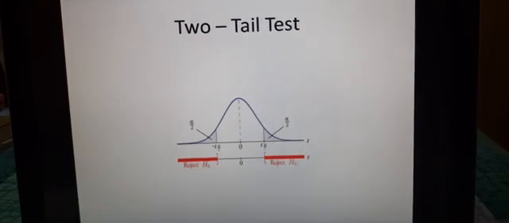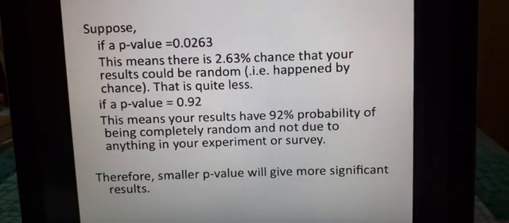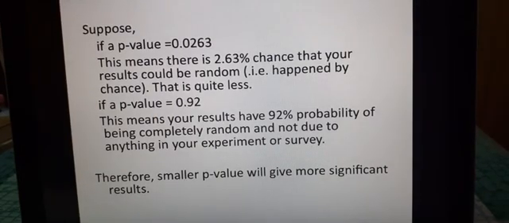Then coming to an example, suppose a p-value is 0.0263, what does it mean? It means that there is a 2.63% chance that your results could be random, that it happened by chance. By chance it has happened that you have got that result. It is quite less.